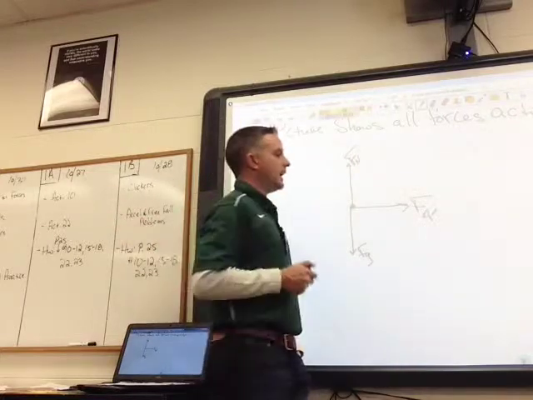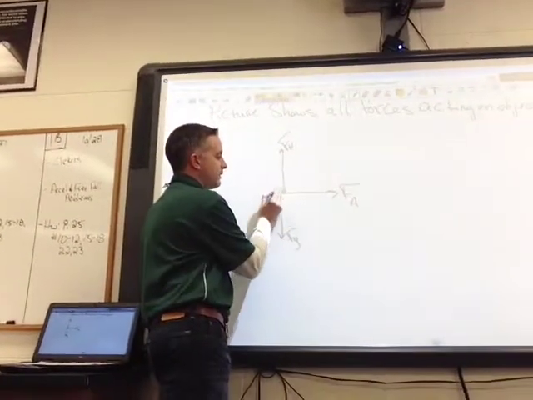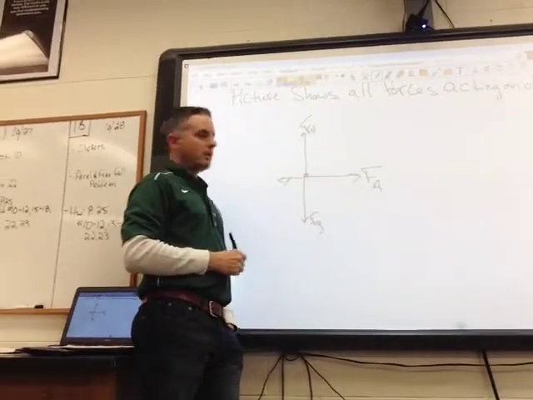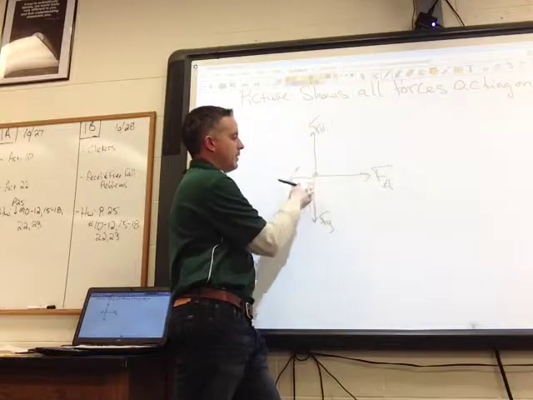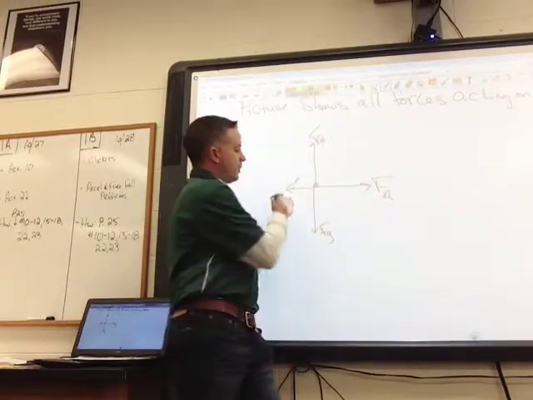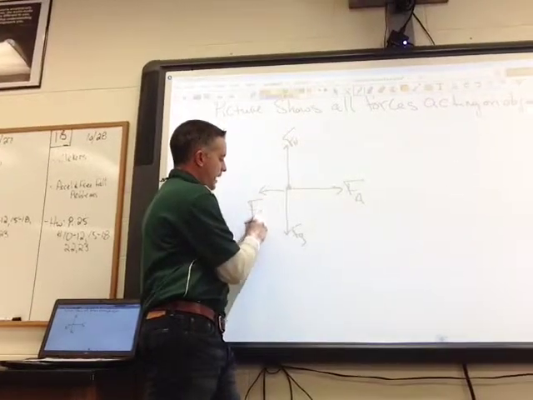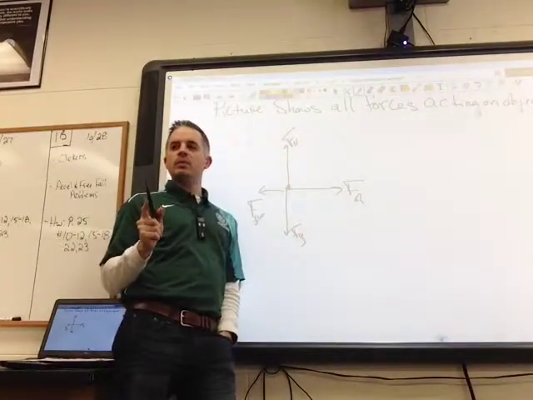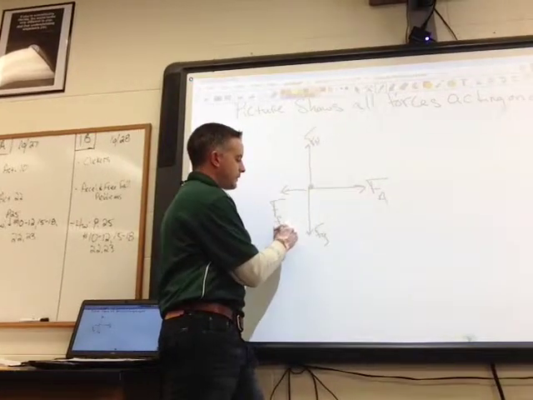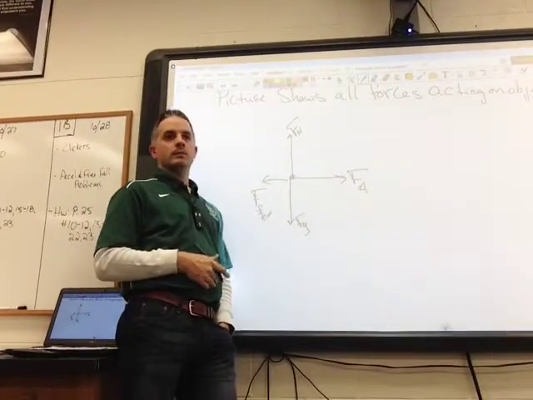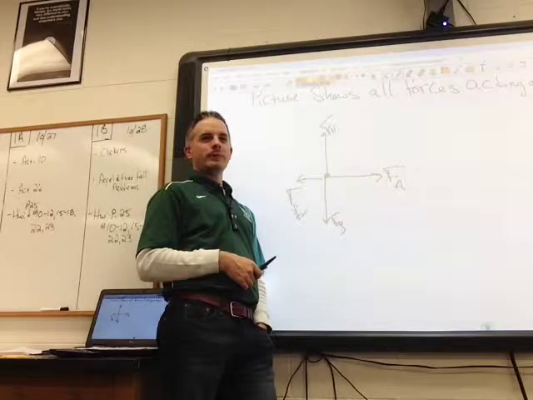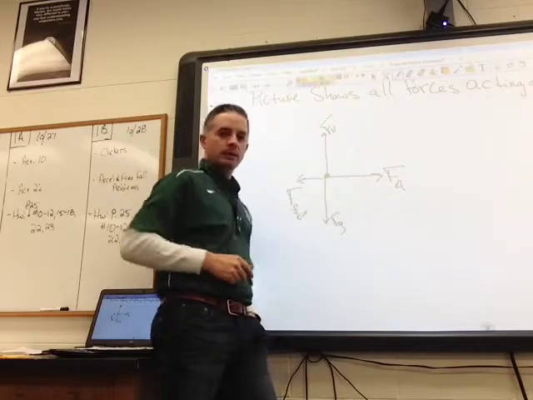What our free body diagram would then show is that the force of friction would be smaller than the force applied, and we show that by making the length of our arrow smaller. We'll call that F sub F. And what kind of friction would it be if the book is moving? Kinetic. So I'm going to call it F sub F K, F sub K, so that we know that it's kinetic friction.